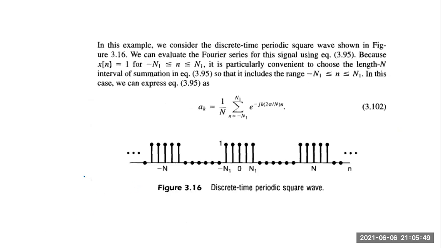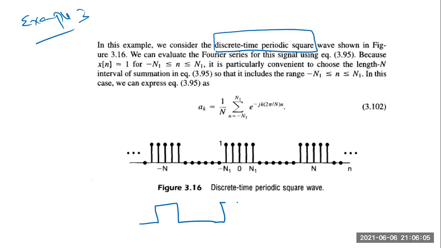And now coming to this third example. This third example is related to a square wave. So this graph, you can call this signal a discrete time square wave, because its shape is very similar to the continuous time square wave that we covered when we were dealing with continuous time Fourier series.